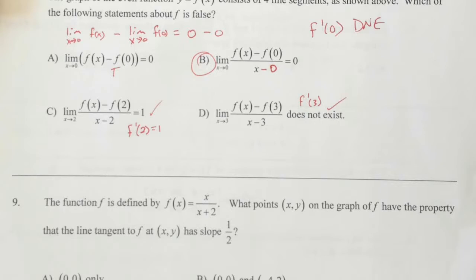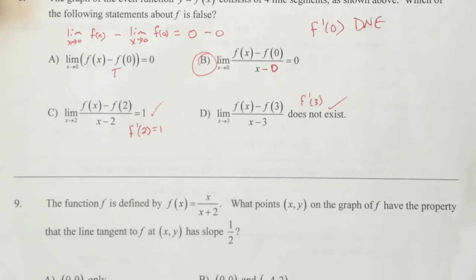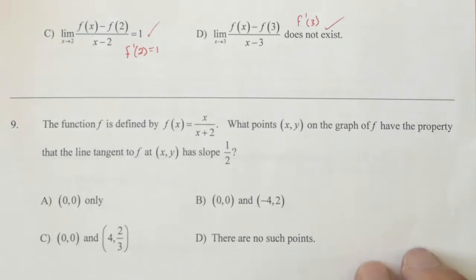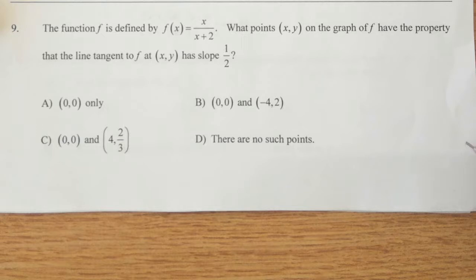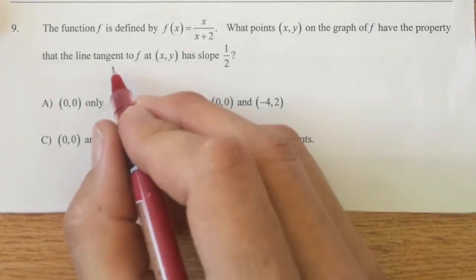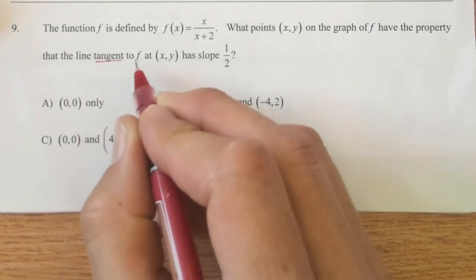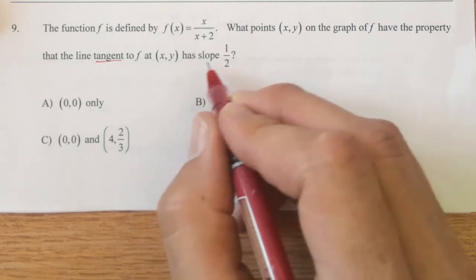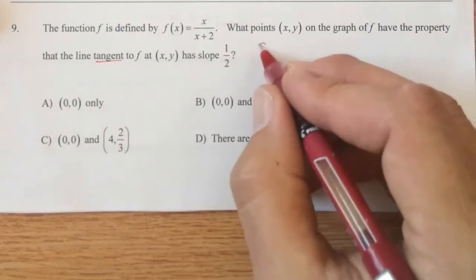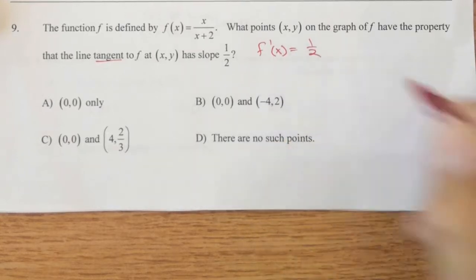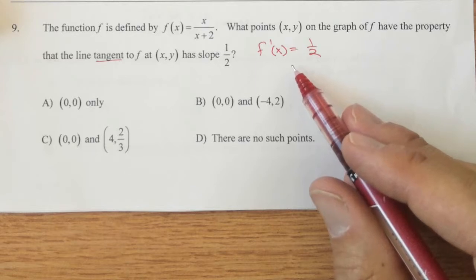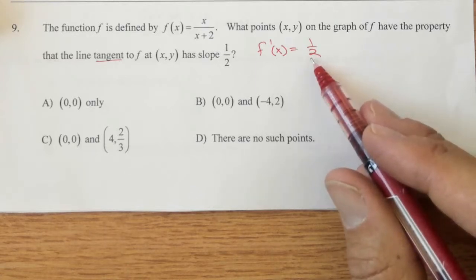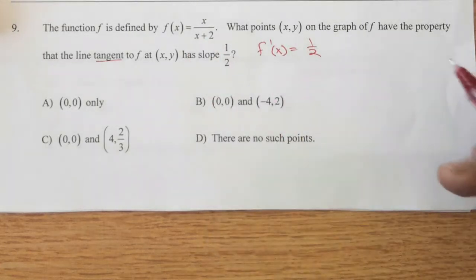Last but not least, let me scroll up just a touch here. We have another function, f, which is defined to be x divided by the quantity x + 2. At what points on the graph of f is the line tangent to f having a slope of a half? Tangent, we're thinking derivative. So when is the derivative equal to a half? This is a little bit backwards. We're not plugging a value into the derivative. We're trying to figure out what value or values will cause the derivative to be equal to a half. Before we can answer this question, we need to get the derivative. So let's do that.